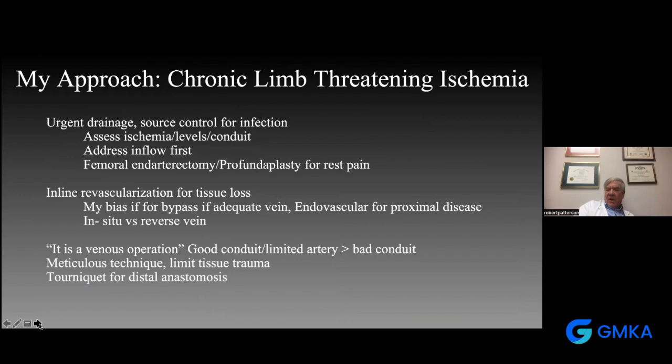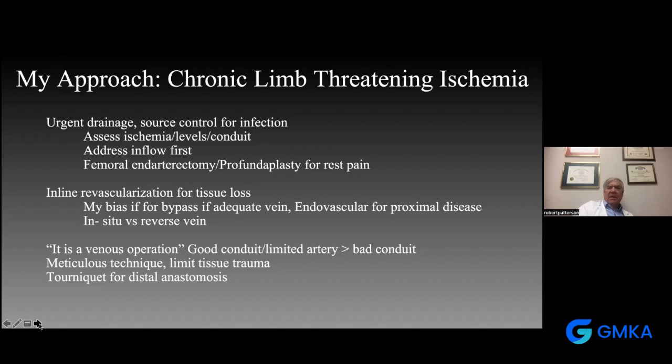So for chronic limb-threatening ischemia, the most important thing is somebody comes to your emergency department or your office and they have a significant infection with systemic signs. They need immediate attention with drainage and source control and debridement of any infected tissue. And then establishing whether ischemia is a major component of that is important, and what the approach should be. Obviously, inflow has to be addressed first.